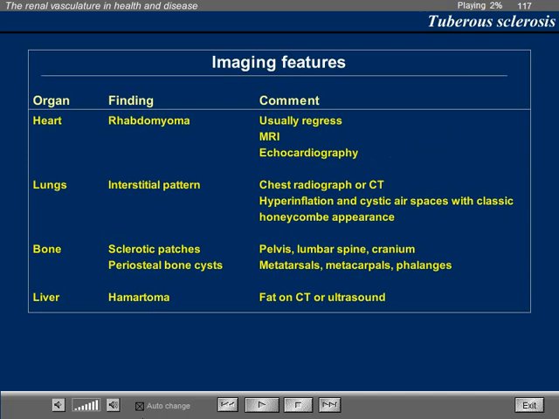Other rhabdomyomas that are seen in tuberous sclerosis include the rhabdomyomas of the heart that are detected by echocardiography. We can see them in magnetic resonance imaging, and usually are the cause of left ventricular enlargement in patients with tuberous sclerosis. They often regress.